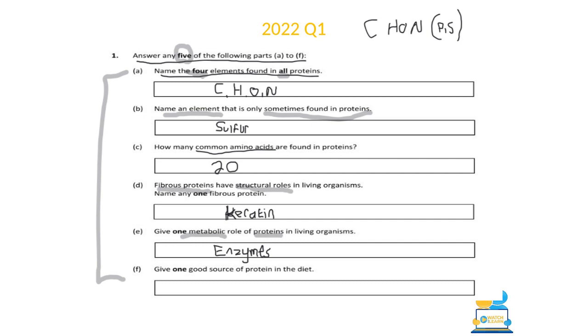Hopefully there you're thinking to yourself, you could also give antibodies, which obviously play a role in the human defense system, and you could also give your example of hormones, which send chemical messages around the body.